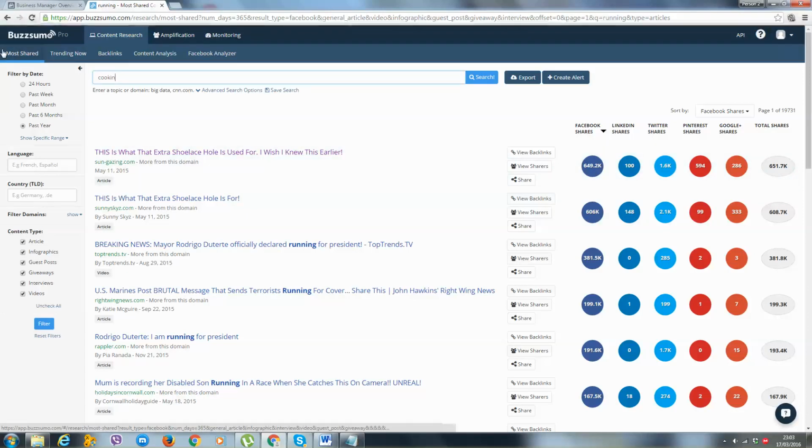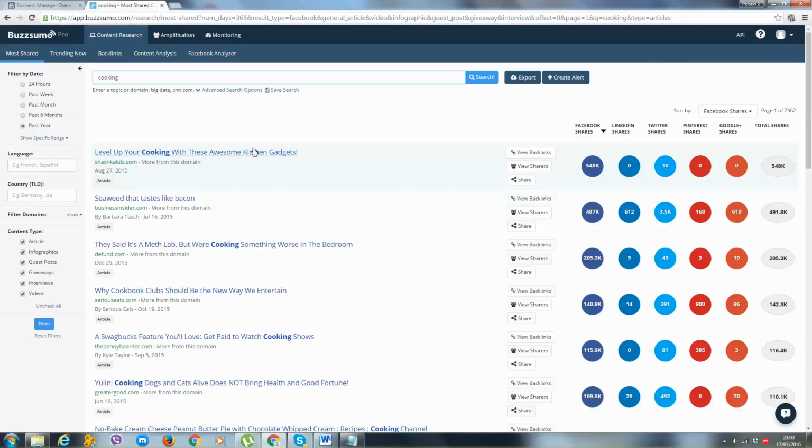Okay, let's type in cooking. Level up your cooking with these awesome kitchen gadgets. This is very, very broad. It's just level up your cooking with these awesome kitchen gadgets. Well, there's the keyword. Your keyword is cooking, but cooking is going to be a massive audience on Facebook. Break it down. You target Gordon Ramsay. I don't even know the other chef's name.